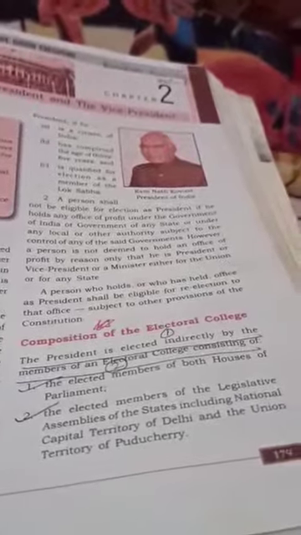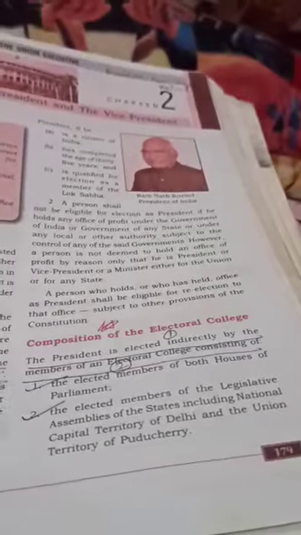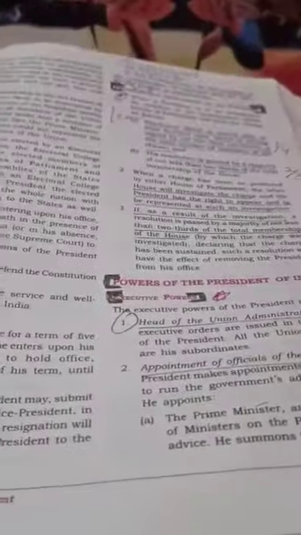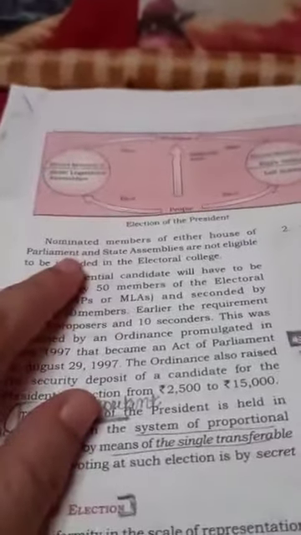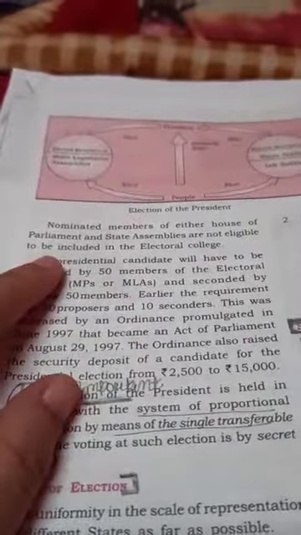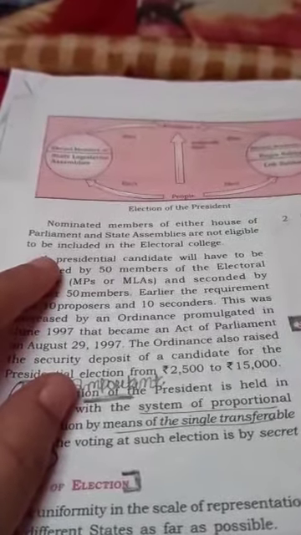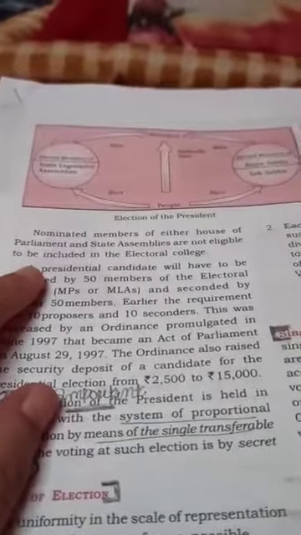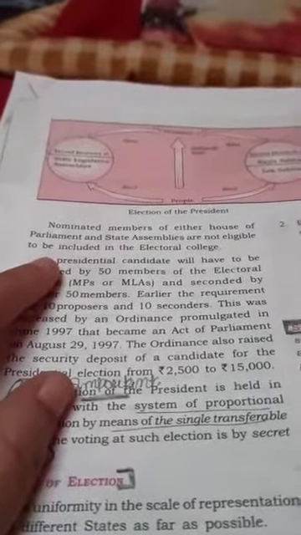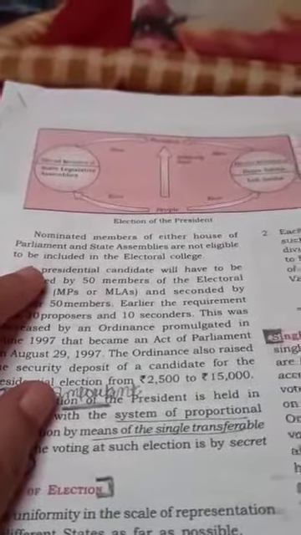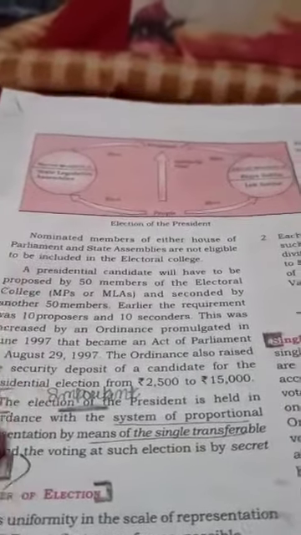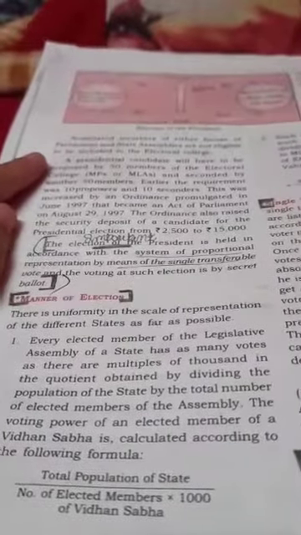So the members coming from both the houses, elected members, as well as the legislative assemblies of the states, including the territories. Nominated members of either house of the parliament and state assemblies are not eligible. They are not part of the electoral college. Which members are not part? Nominated members, those who are not elected but nominated. So this is the composition of the electoral college.